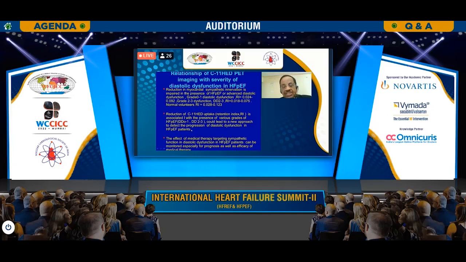Reduction of C11 HED uptake retention index is associated with the presence of various grades of heart failure with preserved ejection fraction, that is called diastolic dysfunction 0 to 1. The 2 to 3 degree could lead to a new approach to detect the progression of diastolic dysfunction in HFpEF patients. The effect of medical therapy targeting sympathetic function in diastolic dysfunction in HFpEF patients can be monitored, especially for prognosis as well as efficacy of medical therapy.